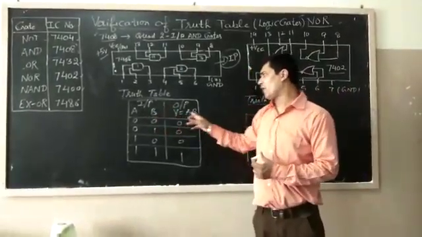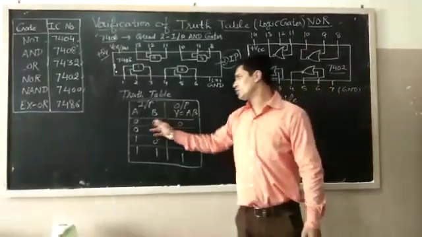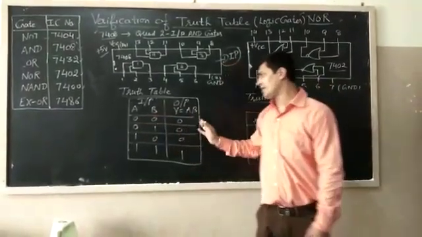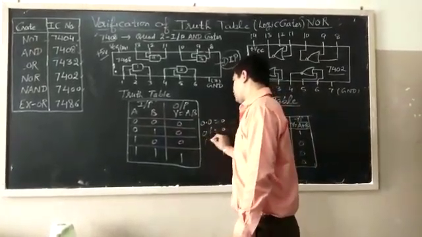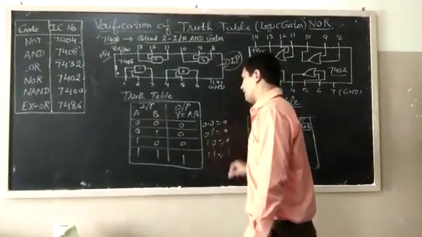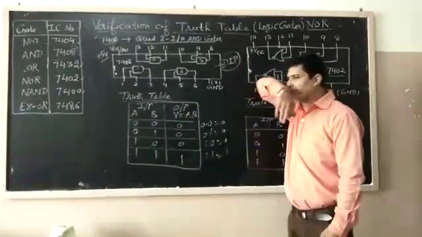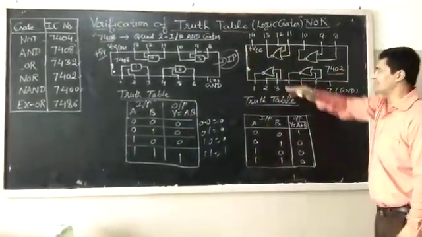So we have to verify the truth table. A and B are the inputs, output Y equals A times B. 0, 0 is the input, 0 is the output. 0 into 0 is 0, 0 into 1 is 0, 1 into 0 is 0, 1 into 1 is 1. So you will find this table, and we will verify it by using these ICs.